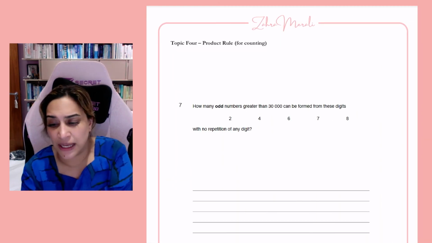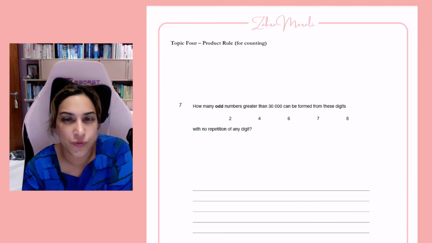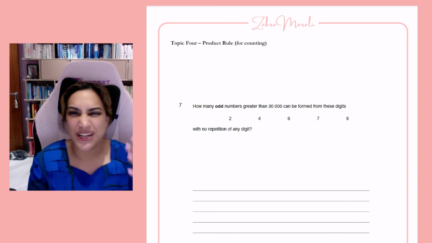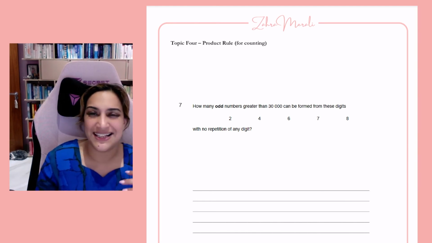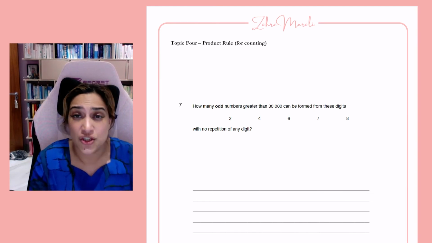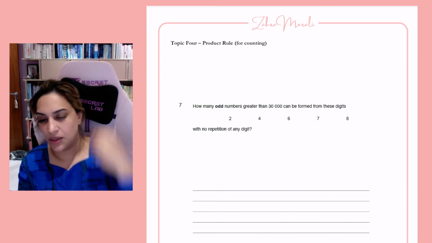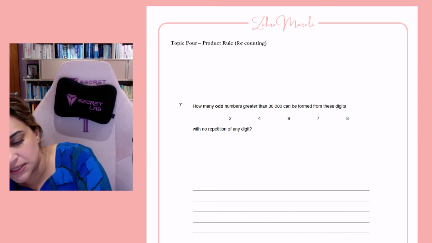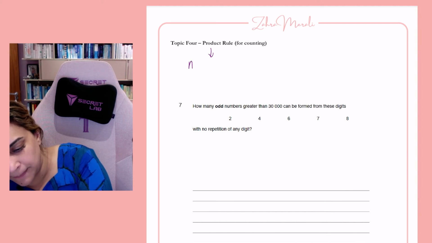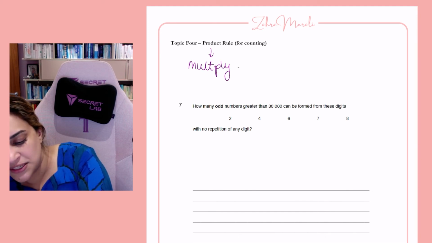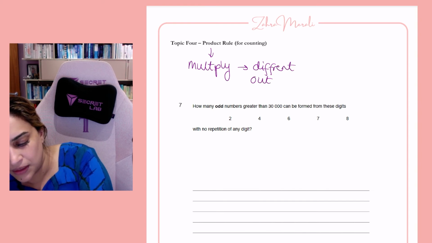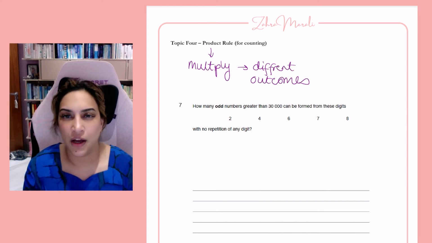The final topic that we're going to look at is the product rule for counting. Now the reason it's called the product rule is that product means times. So you're multiplying all the different possible outcomes, okay? So your product essentially means multiply, and you're looking for all the different outcomes. So let's have a look.